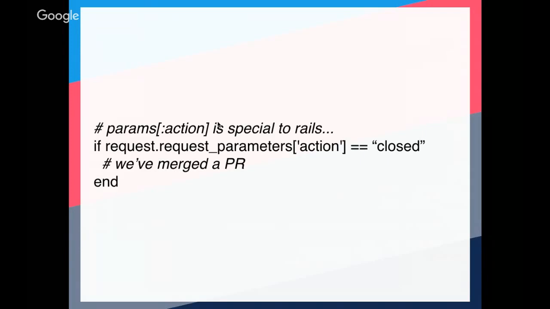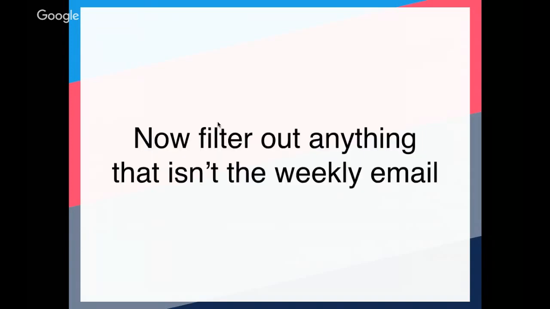Now we're only getting closed PRs, but that means whatever PR you close on GitHub will just shoot off this mailer for us, and we don't want that. So now we need to filter out anything that's not the weekly mailer. And there is a better way to do this. I did this on a weekend.